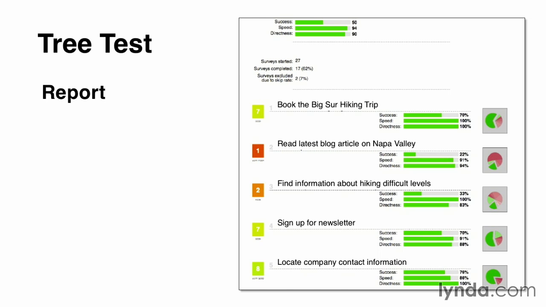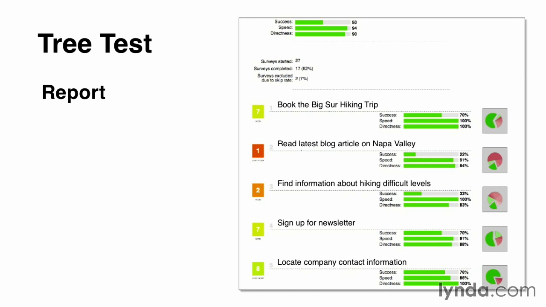It shows me that to book the Big Sur hiking trip, it rated a 7, which means that the majority of people found it quickly, they went directly to the right place, and it had a success rate of 70%. So that was great. However, my number 2 goal was to read the latest blog post on Napa Valley. People found a blog post, and they found it quickly. It just happened to be the wrong one, not the latest article. And so because the success rate was only 22%, that showed me that my navigation wasn't effective in that case.